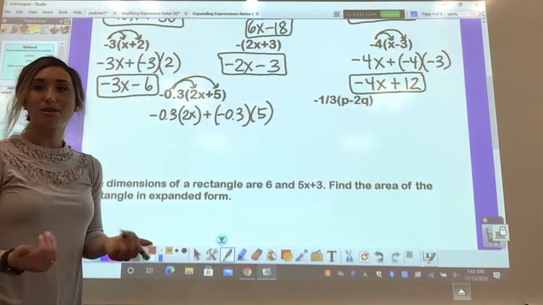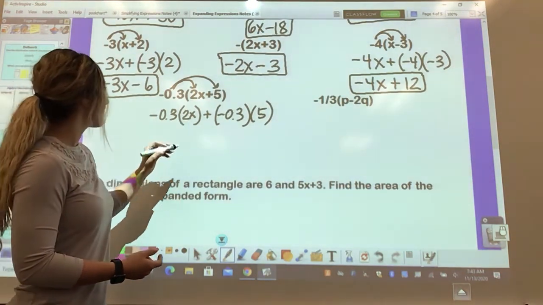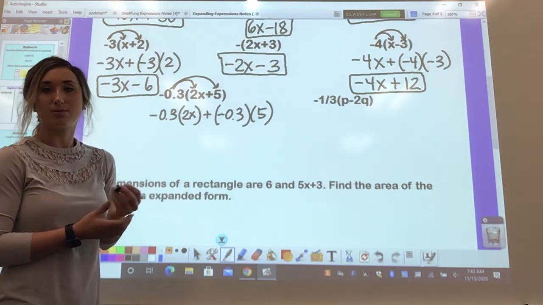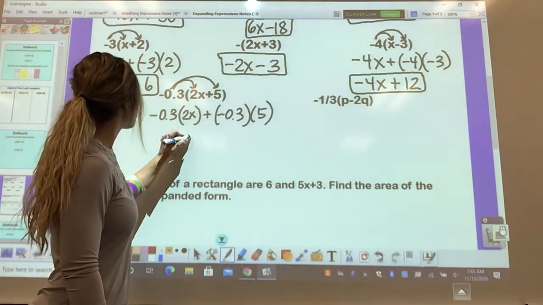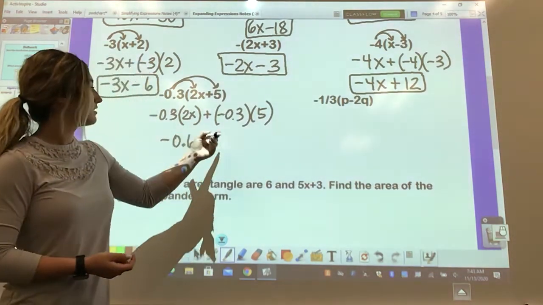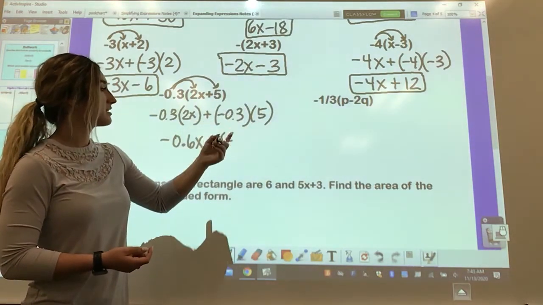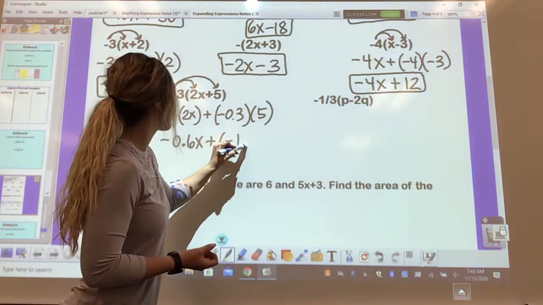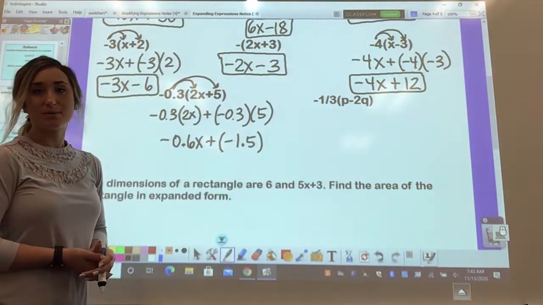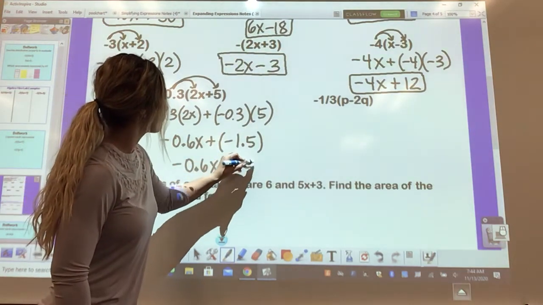Remember with decimals, multiply as if the decimal wasn't even there. So this would be like negative 3 times 2x, which is negative 6x. But then there was one decimal place in our problem, so we need one decimal place in our answer. So negative 0.6x would be the first term, plus negative 3 times 5 is 15, but we need one decimal place in our answer, so that would be negative 1.5. Again, I prefer it not to be written as plus negative, so let's just represent it as negative 0.6x minus 1.5.